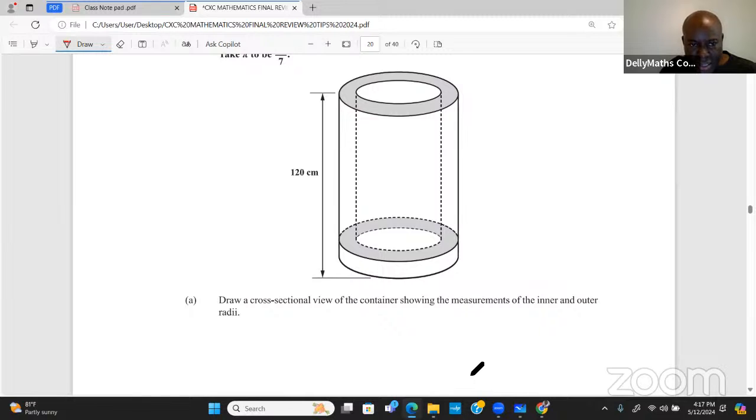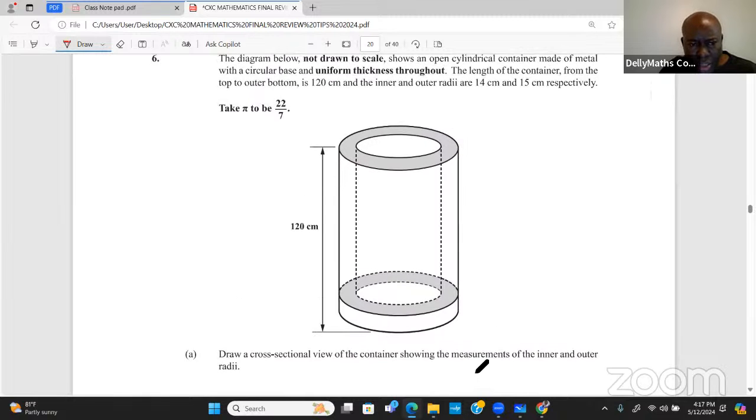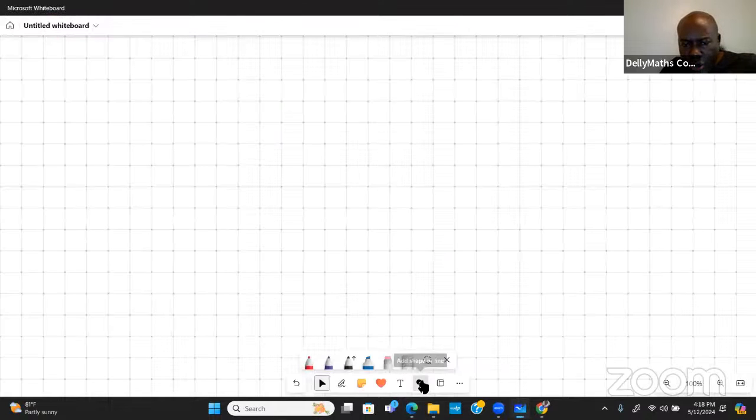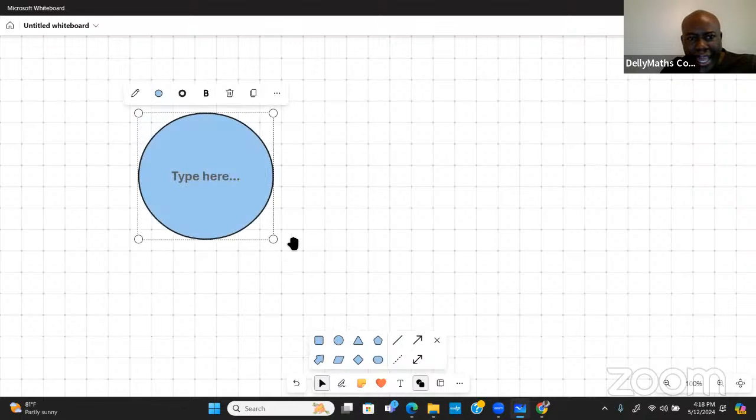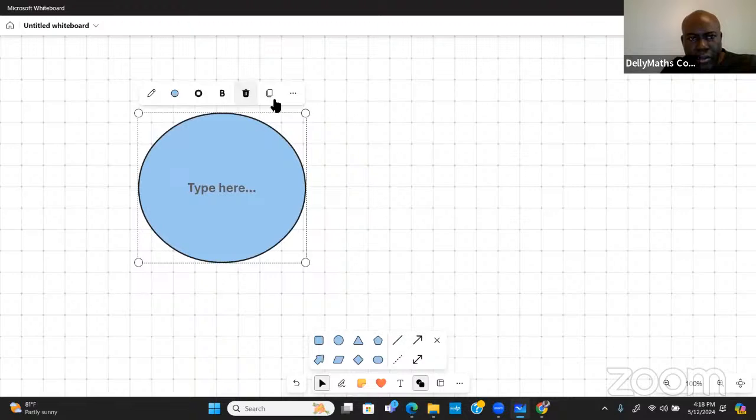The first question says here, draw a cross-sectional view of the container. Okay, we're going to draw a cross-sectional view of the container showing the measurements of the inner and outer radii. All right, let me just drop a quick thing here. Here's a circle. I could just use my circle here. All right, so we're basically having an idea like that. Let me see if I could get 2 of them.